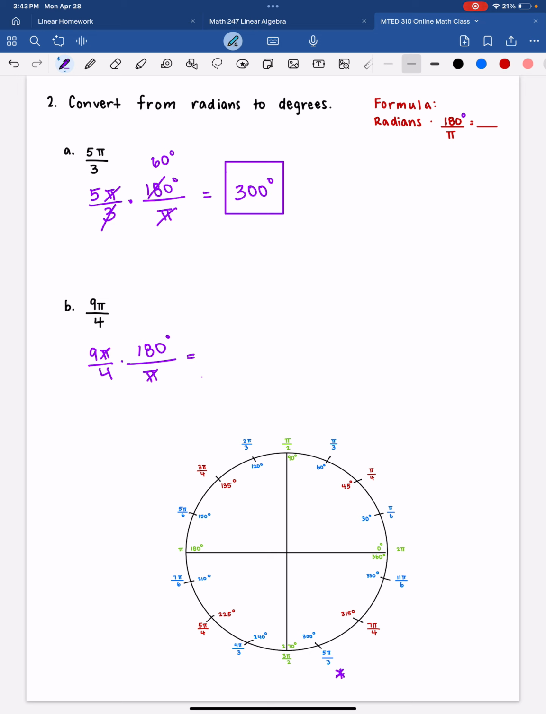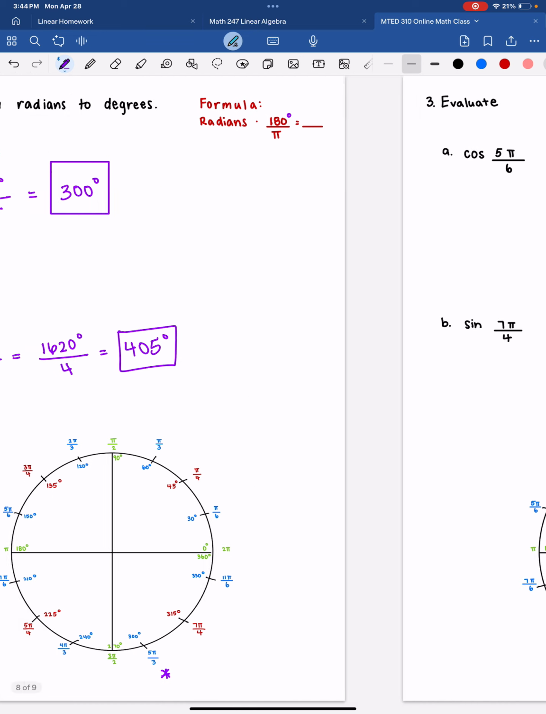So if we multiply straight across, we do get 1,620 degrees all over 4, which, if you put that into your calculator, simplifies to 405 degrees. 405 is above the unit circle limit, which is usually 360. That means it goes around the unit circle one whole time and continues until it gets to 405 degrees. All right, that is converting from radians to degrees.